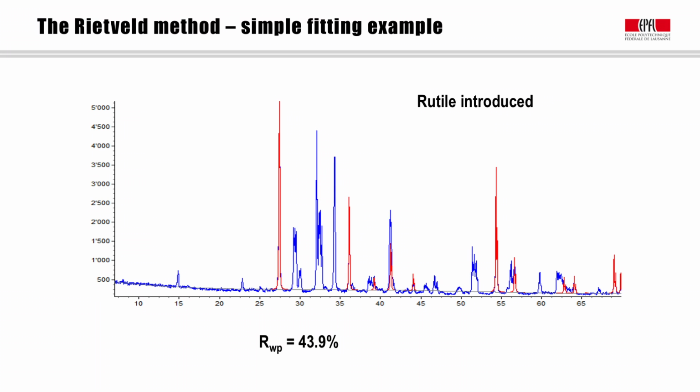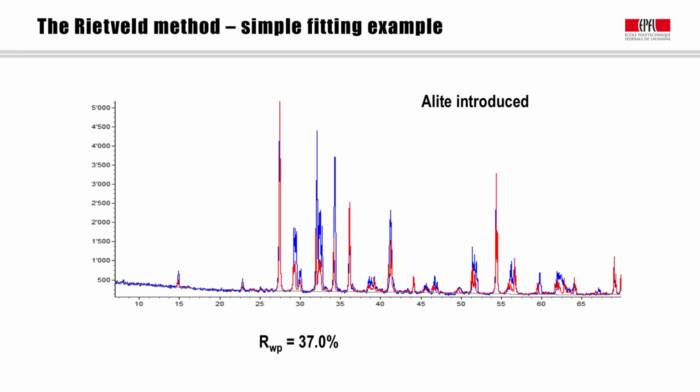In a second step, we introduce rutile into the fitting procedure. Now you can see that only the intensities of the peaks of the rutile are being fitted, and this is done by adapting the scale factor. You can see that the residual has decreased.